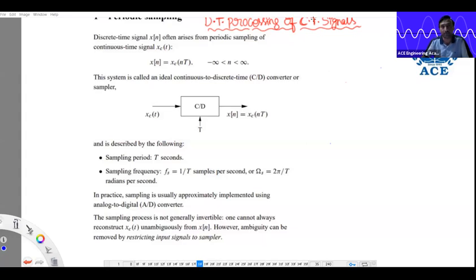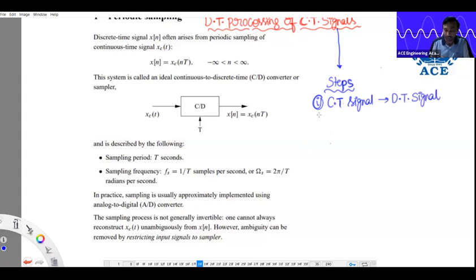Okay, listen. What is the meaning of this word? Discrete time processing of continuous signal, actually this technique involves 3 steps. First, continuous time signal must be converted to what form? Discrete time signal. Second step, process the discrete signal by using a system.